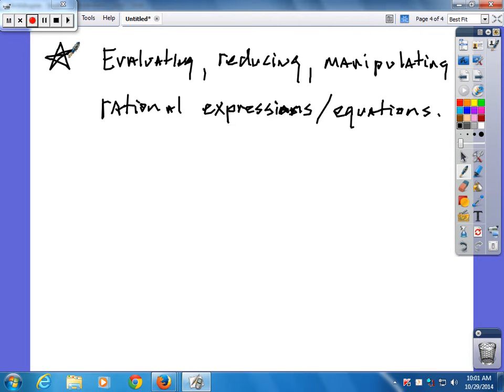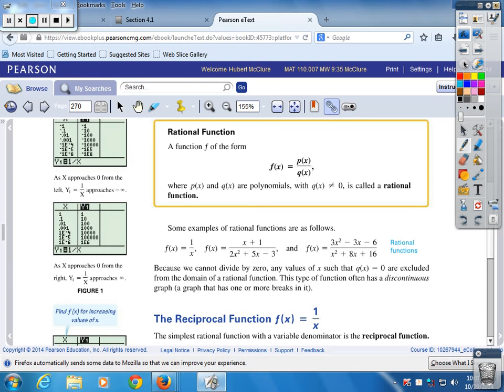That's what we're doing in chapter 4. So let's take a look at what they got. Well, that's the first thing right here. The rational function is that. And here's some examples of rational functions. I've already given you that.